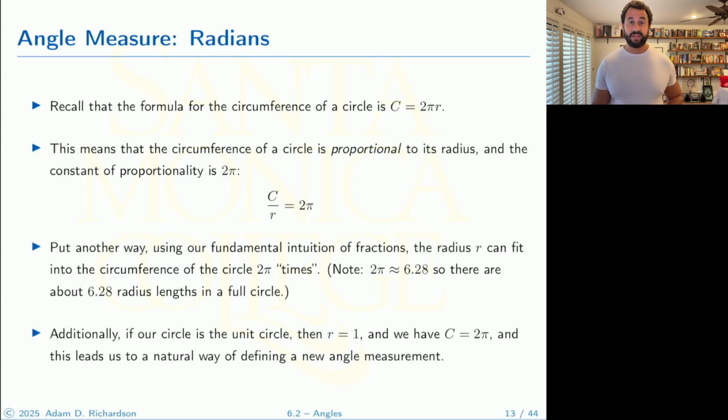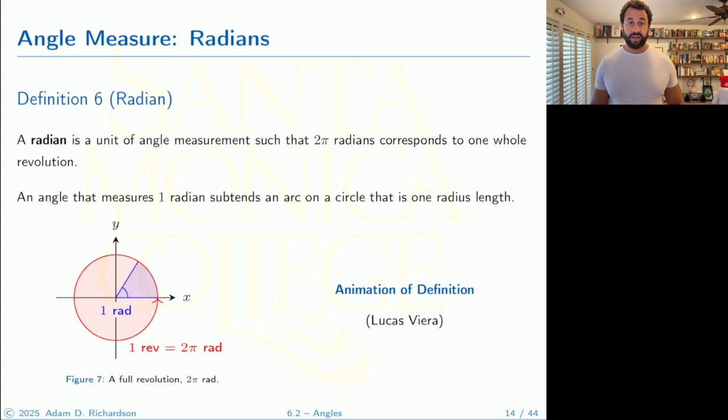And this is actually what's going to lead us to a very natural way of defining a new angle measurement called a radian. So here we go. So what is a radian? We're going to make some sense of it here, but let me at least read this definition. A radian is a unit of angle measurement such that 2 pi radians corresponds to one whole revolution. All right. An angle that measures 1 radian subtends an arc on a circle that is 1 radius length. Okay, now this is a bit weird at first, but there's a really, really nice animation here made by Lucas Vieira, and we're going to look at it in just a minute.